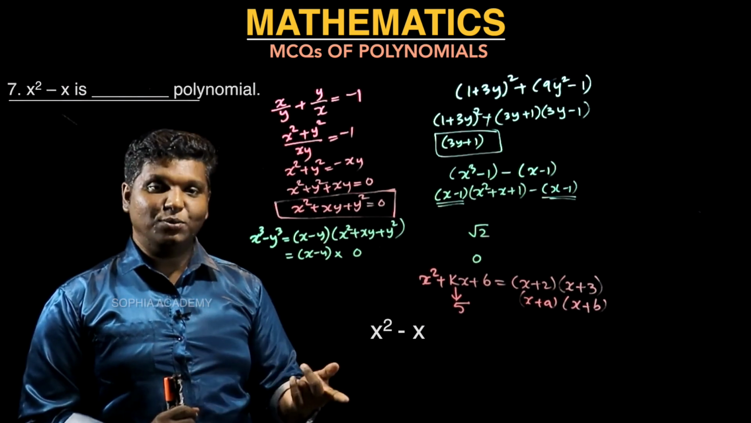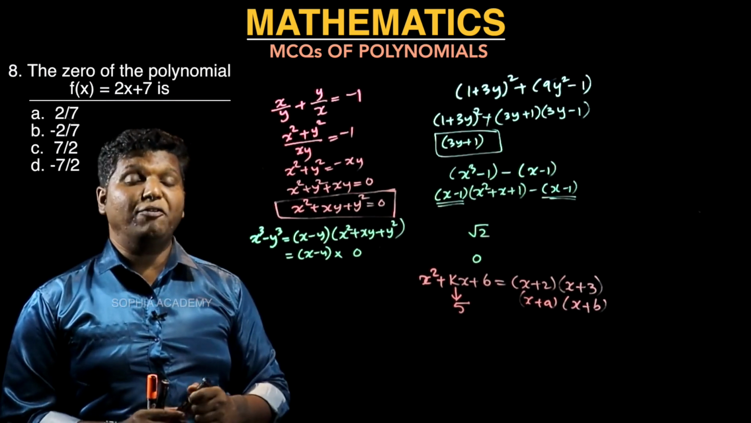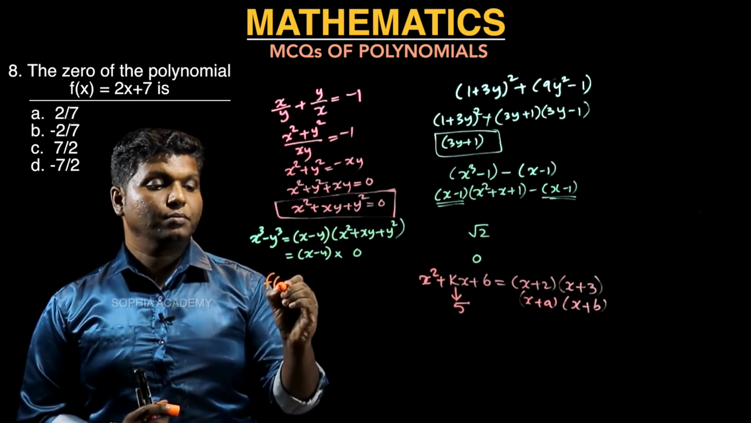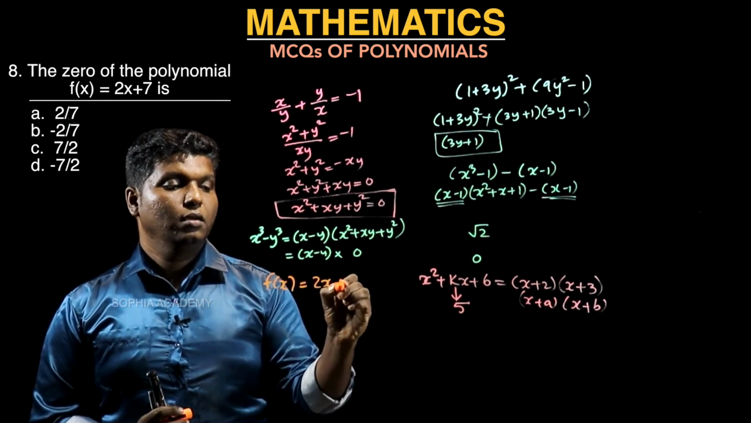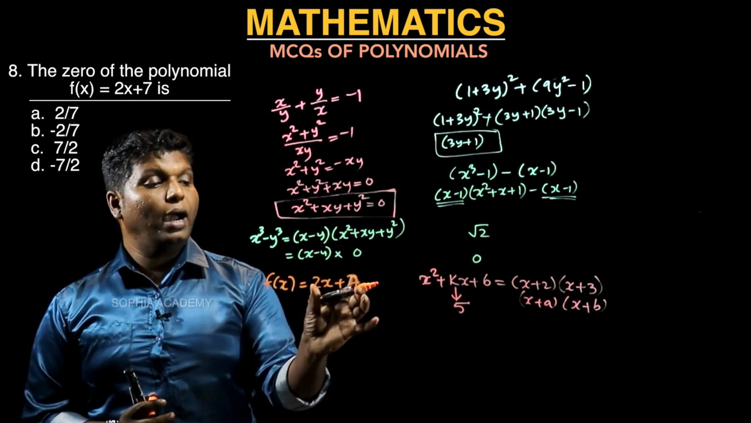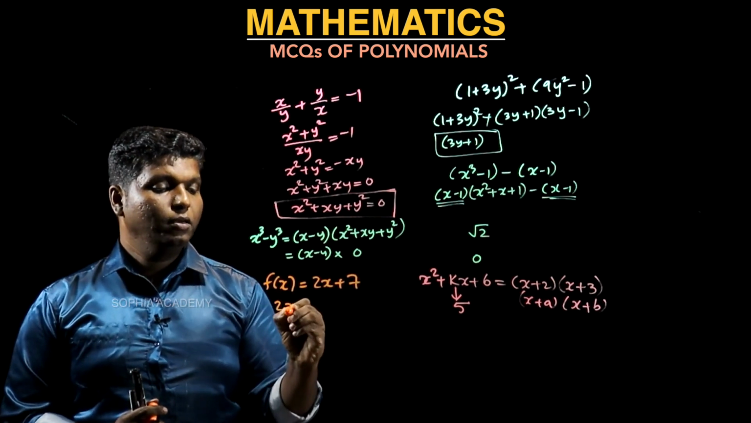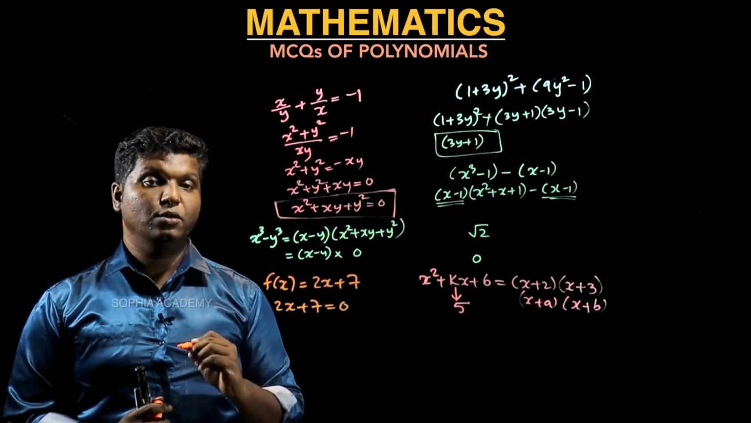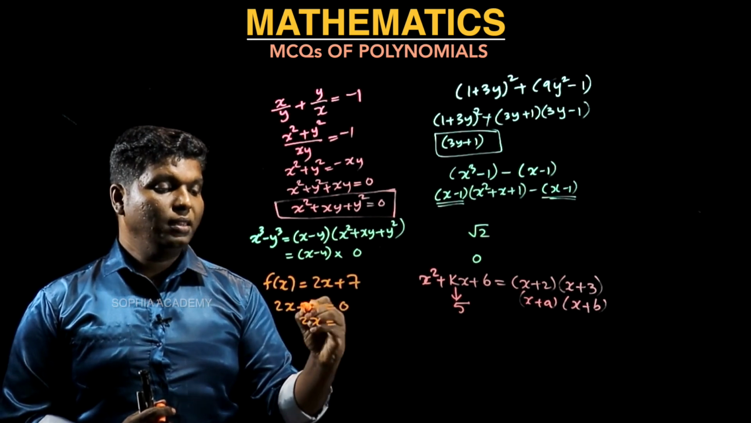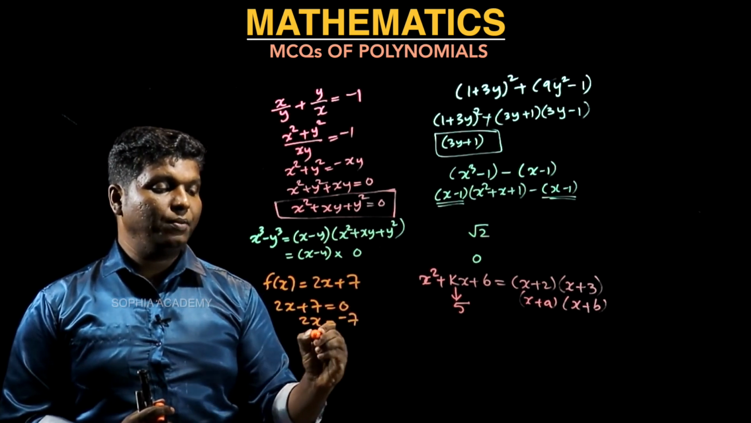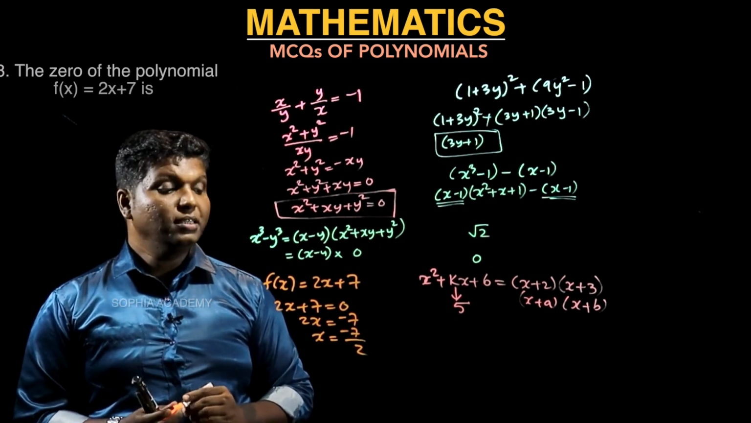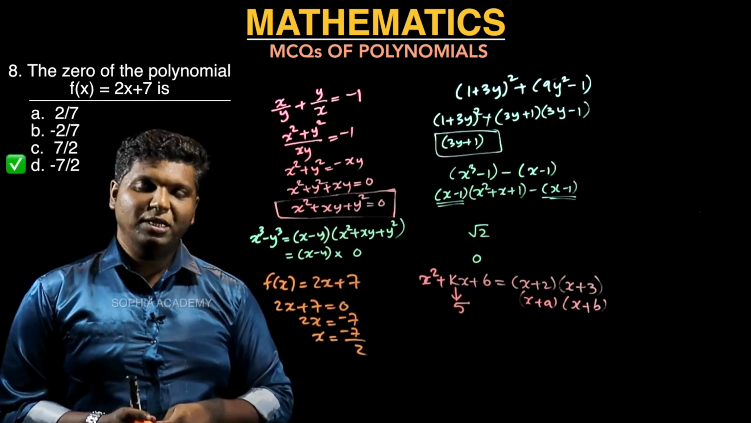That's it. Next one. The 0 of the polynomial f of x is equal to 2x plus 7. Whenever you want to find the 0 of the polynomial, you have to equate this to 0. 2x plus 7 is equal to 0. Equate it to 0 and find the value of x. 2x is equal to, this 7, when taking that, it will become minus 7. If you want to find x, minus 7 by 2. So inside the option, you can see minus 7 by 2 will be the answer.